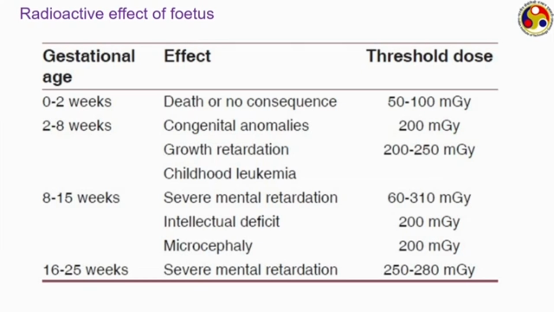For the later part, the chances are much lesser and the threshold keeps increasing, but there the effect of radiation is primarily not fetal death, but severe effects on the mental part. That is, it can lead to mental retardation, intellectual deficit, or in severe cases, severe mental retardation may also appear in the later part of pregnancy.